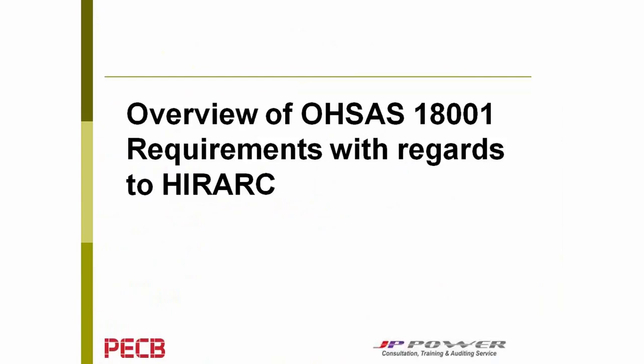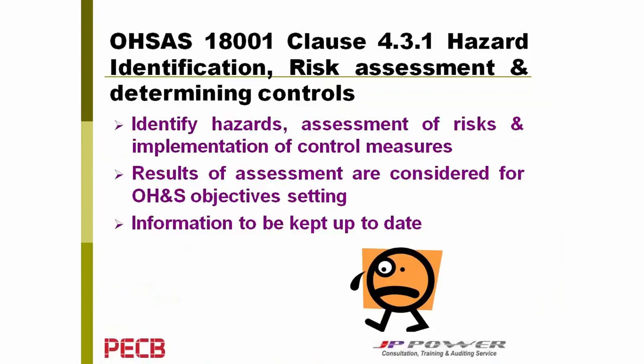Now let's go through a quick one in regards to the OHSAS 18001 requirements, especially its relationship with HIRAC. As you can see on the screen right now, under clause 4.3.1, there is a specific requirement stated: hazard identification, risk assessment, and determining the controls. So, as a whole, this clause requires an organization to identify the occupational hazards at the workplace, assess the risks of the hazards, and determine the proper countermeasures, or we call control measures, to control the hazards.